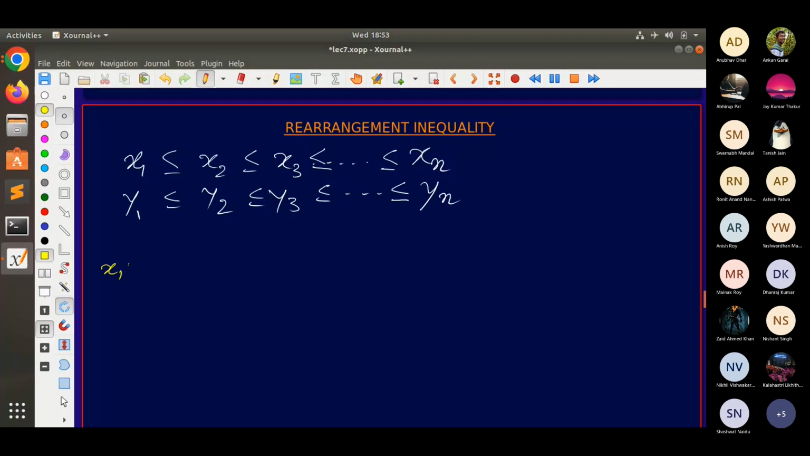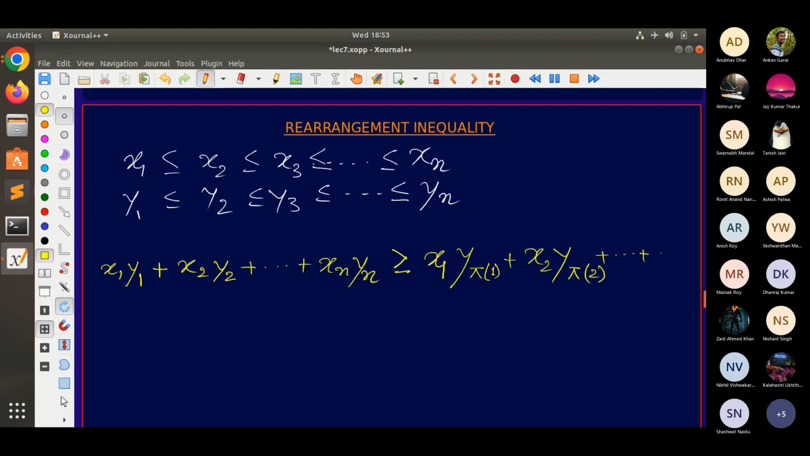So if you take the dot product of these two sequences as they are, this would be greater than or equal to the dot product of this sequence with any permutation of the other sequence. I'll just call the permutation phi: x1 y phi of 1 plus x2 y phi of 2 up to xn y phi of n. And this value in turn is greater than or equal to the dot product with the reversed sequence: x1 yn plus x2 yn minus 1, dot dot dot, plus xn times y1.